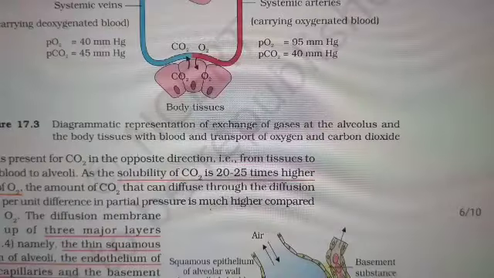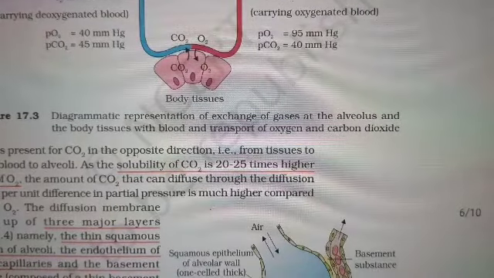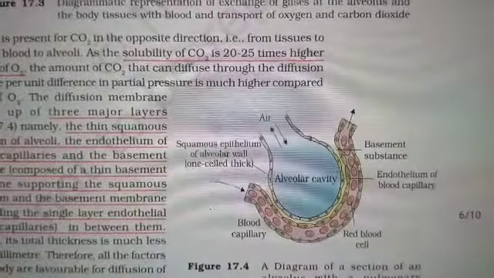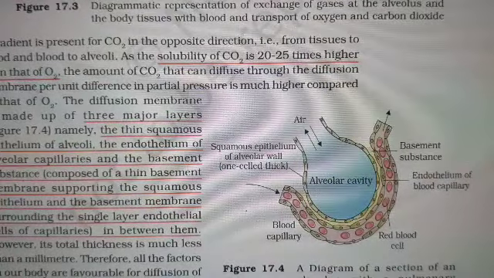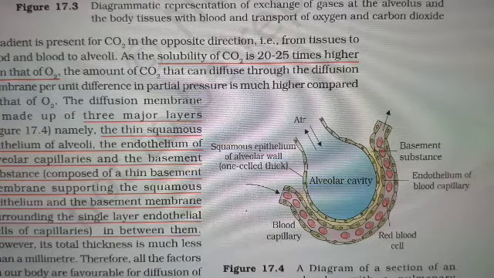And next, for the exchange of gases, what are the main points we need to remember? Here the solubility of CO2 is 20 to 25 times higher than that of oxygen, so the amount of CO2 that can diffuse through the diffusion membrane is higher. And three major layers we have observed in the diagram.